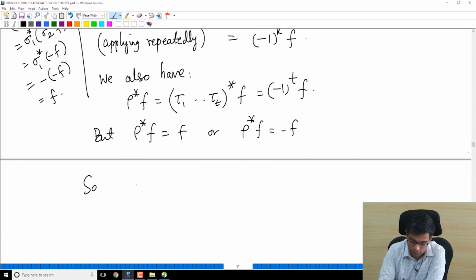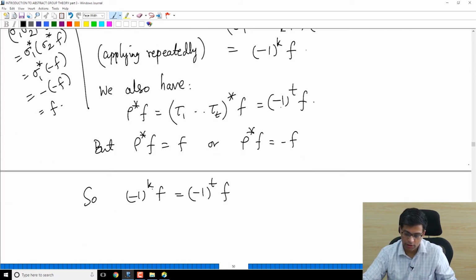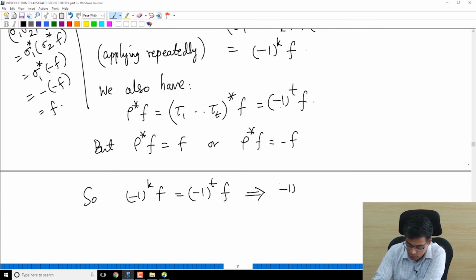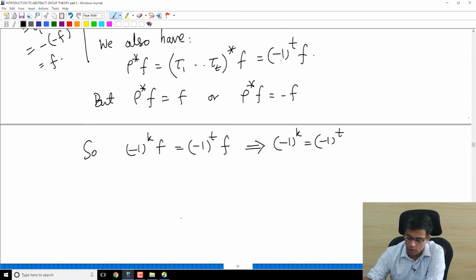So we have (-1)^k f is equal to (-1)^t f, right? Because both are equal to rho star f. So (-1)^k f is equal to (-1)^t f. This means (-1)^k is (-1)^t, right? Because if they are both f, then (-1)^k is 1, (-1)^t is 1. If they are both minus f, (-1)^k is minus 1, (-1)^t is minus 1. We don't care what it is, but they are both equal.